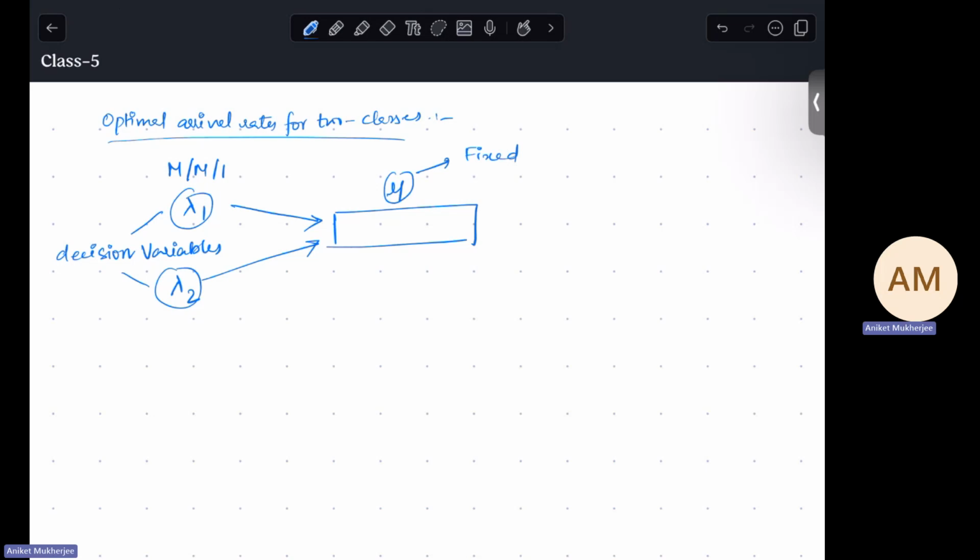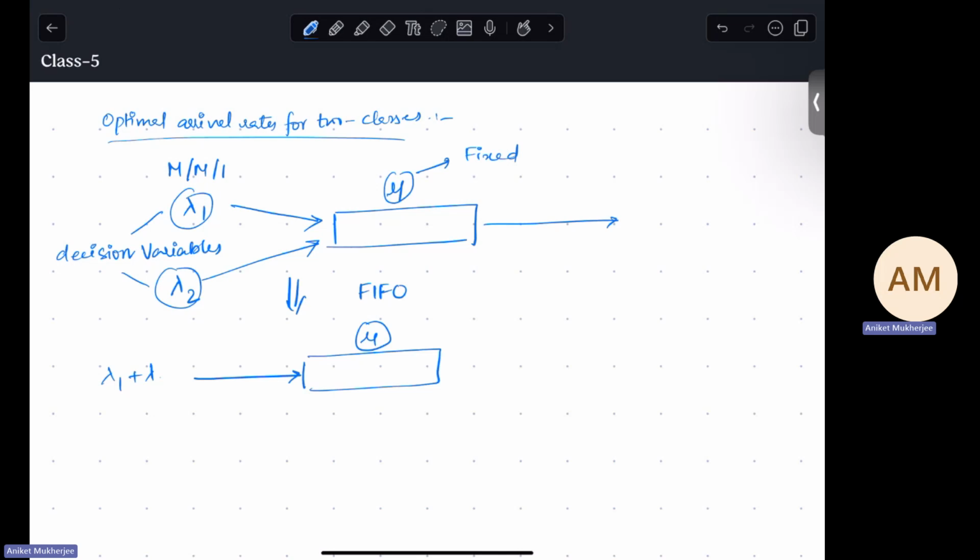Customers are served in the order of their arrival, so the scheduling policy is FIFO. This has not changed. So the expected steady state waiting time is the same for both the classes. Equivalently, I can see this as a queue with arrivals lambda 1 plus lambda 2, so the expected waiting time W is equal to 1 over mu minus lambda.